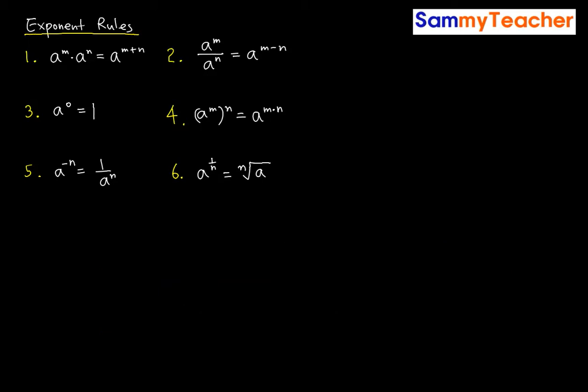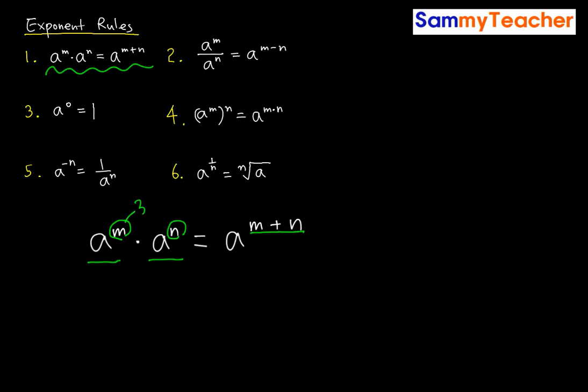Okay, let's look at the exponent rules one by one now. The first one: when you multiply two numbers with the same base, then you add the exponents, so it becomes a to the power of m plus n. Well, let me plug in actual numbers here. 3 for m and 2 for n. So a cubed multiplied by a squared.